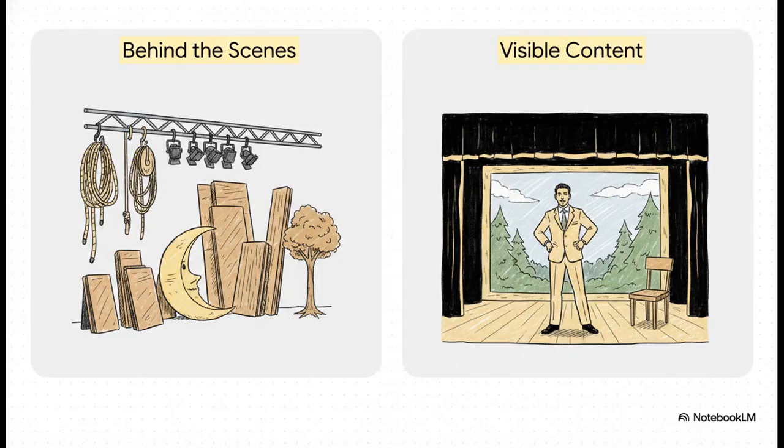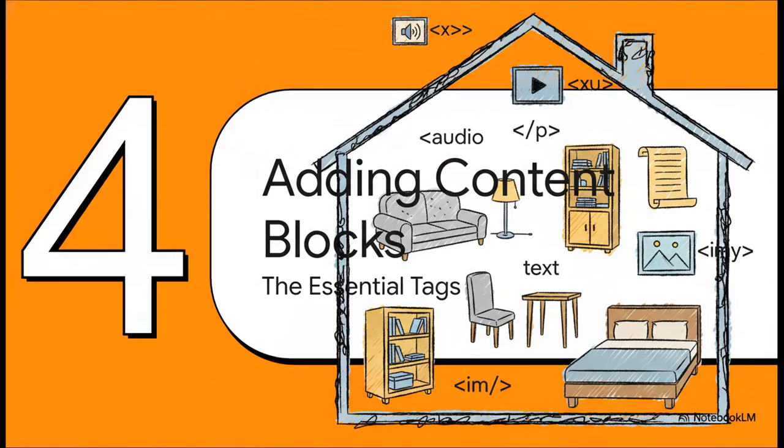So the simplest way to remember this is, the head is for the browser's eyes only. It holds stuff like the page title you see in the browser tab. The body, on the other hand, is for your visitors' eyes. It holds every single thing they see and interact with on the page. All right, our house has its frame. Now let's add some furniture and start filling it up.